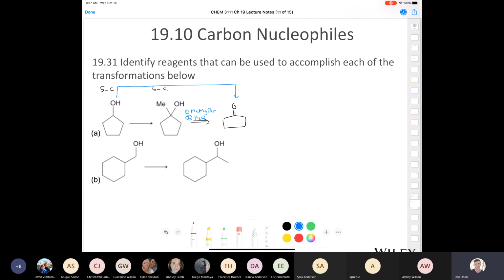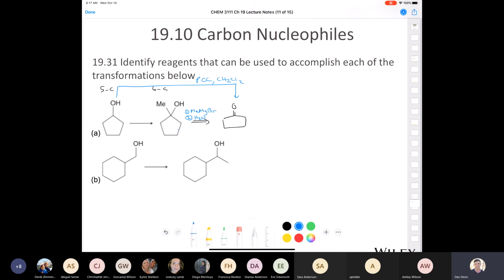Does anybody have an idea? Yeah, David says PCC. I'll take it, David. Sounds good to me. So PCC, David, I know you're the kind of guy that likes solvents, so we'll throw in a solvent. Not necessary, but dichloromethane is often used with pyridinium chlorochromate. So there you have it.